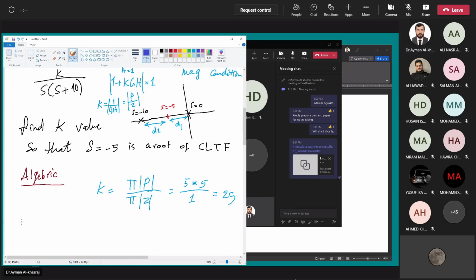I have a numerical solution. A numerical solution from this equation. I have k equal what?